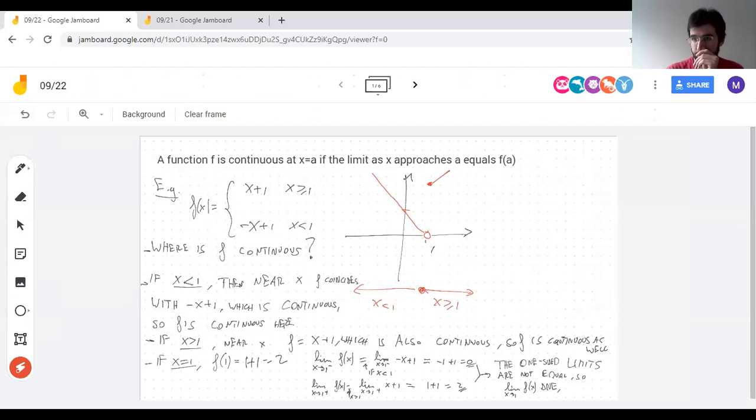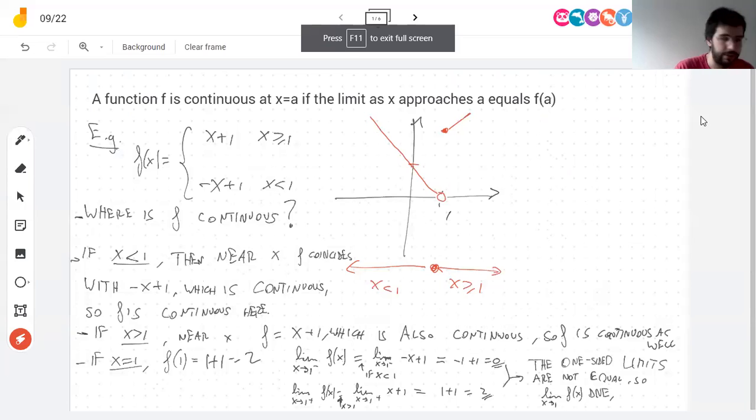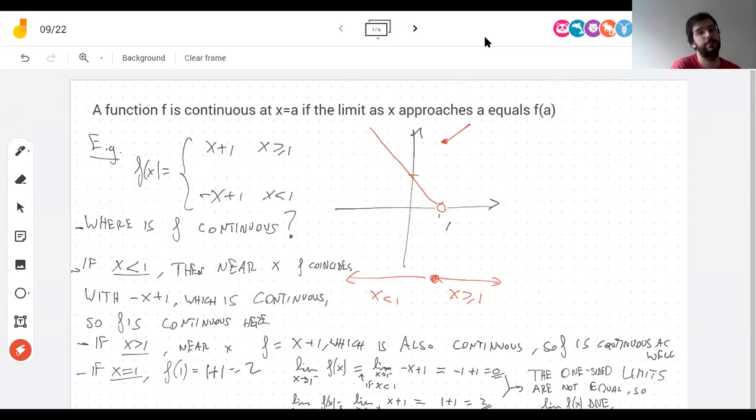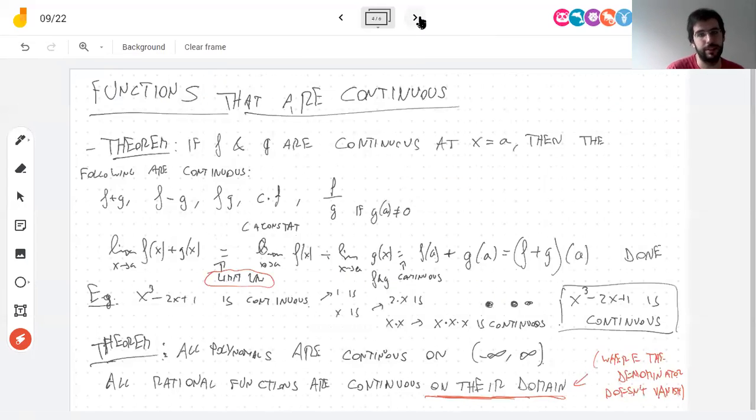So this is what happened. If you don't see anything weird, then the function is continuous. And if you see anything weird, then it could still be continuous, but it's going to be harder to see.